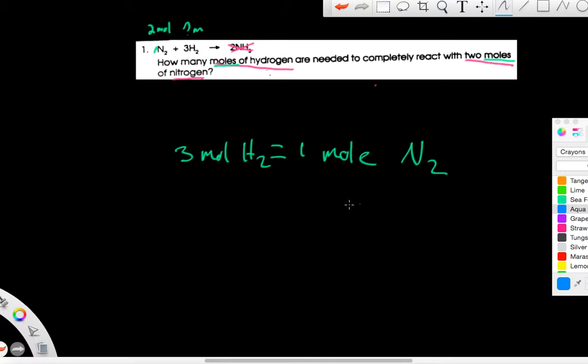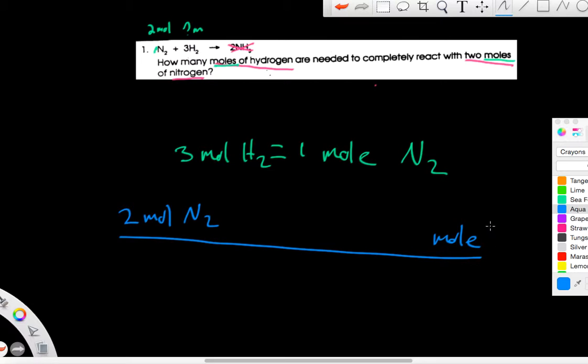Okay, so let's start using dimensional analysis. I start with 2 moles of N2, and I'm trying to get moles of H2. So I'm going to use my unit cancellation. Moles N2 is up here, so I want it down here. It's telling me 1 mole of N2 is equal to 3 moles of H2. And that's all I have to do, because look at that, I'm in moles of H2.